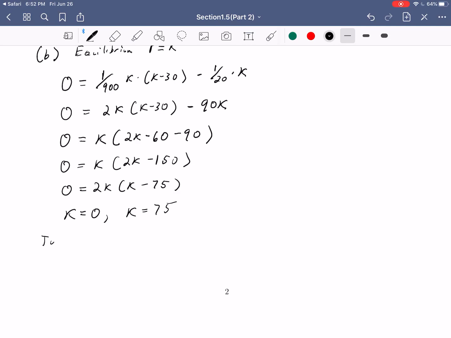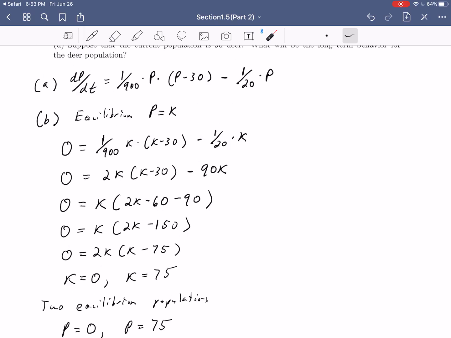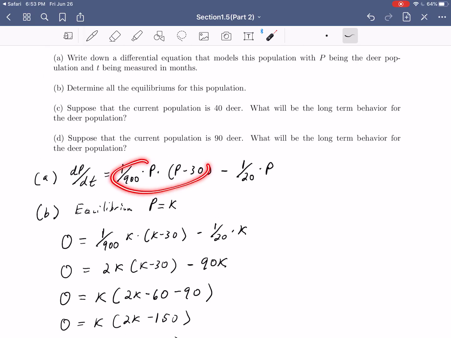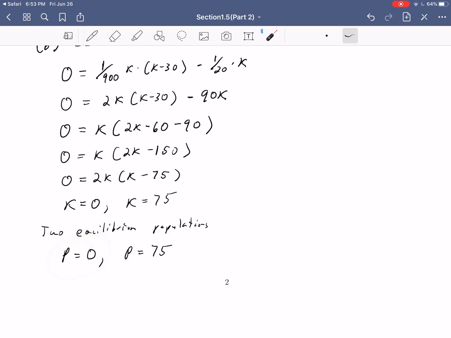So we have 2 equilibrium populations, p equals 0 and p equals 75. So if we have 0 deer, according to this model, we'll have a stable population. That should make sense. 0 deer means that the population won't be increasing because there's 0 deer to increase from, and nobody will be eating them because there aren't any. So p equals 0 is definitely going to be an equilibrium.